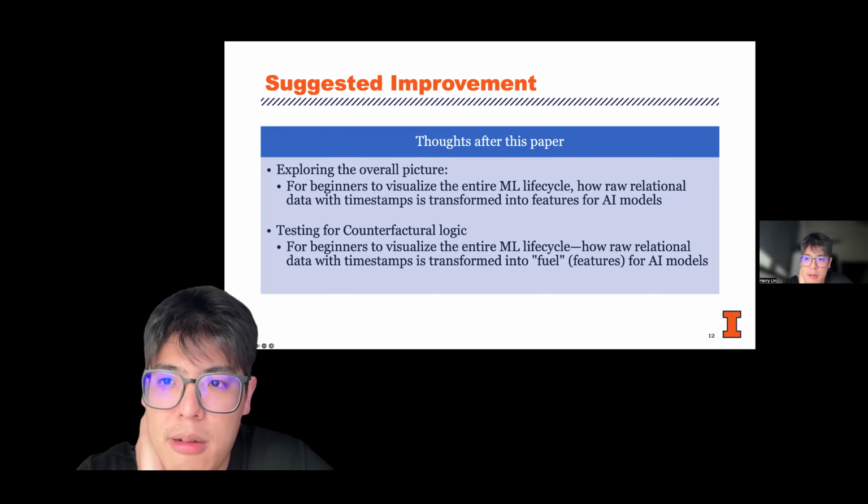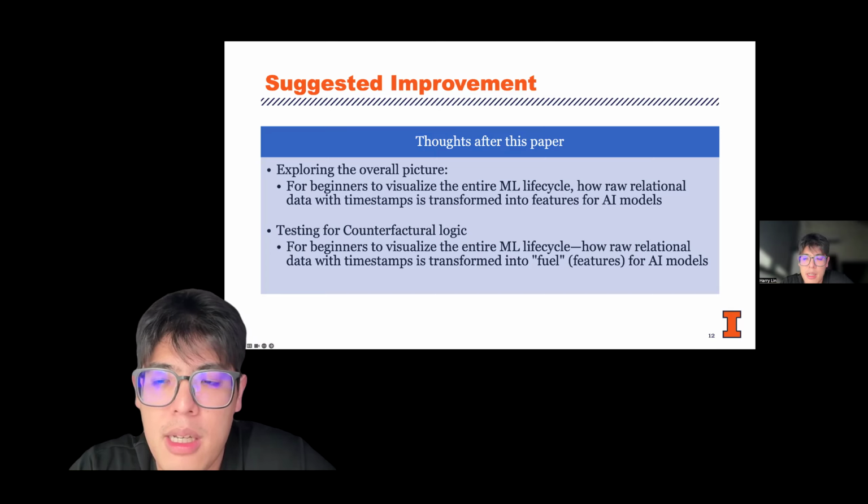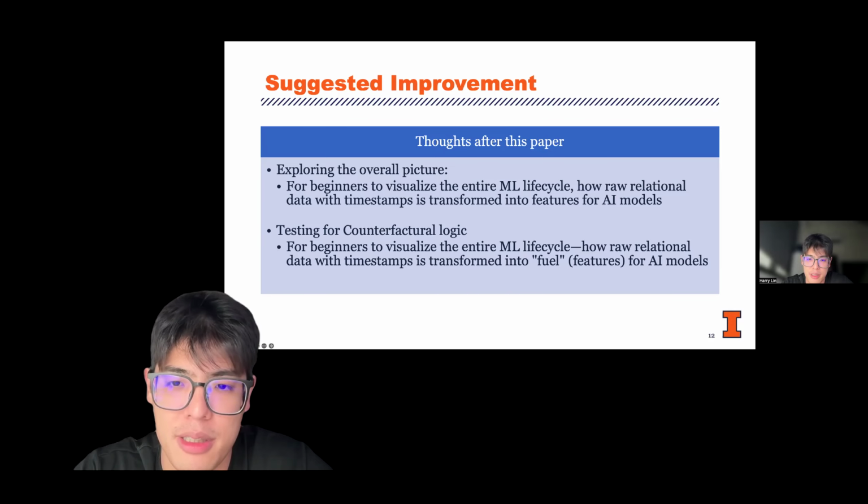To conclude, I would suggest improvements that align with my own journey as a newcomer to the software world. According to the AutoML systematic review, a major goal of this field is the democratization of machine learning. By using the paper's 118 real-world data sets and its reusable simulator components, a beginner like me can explore the overall picture of machine learning. It allows us to see exactly how raw data is transformed into the features that drive AI prediction.